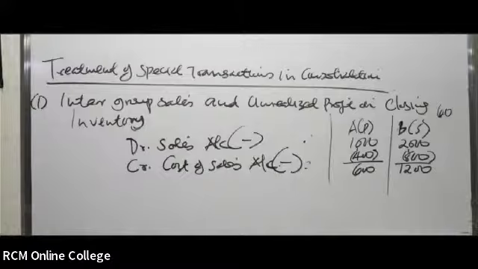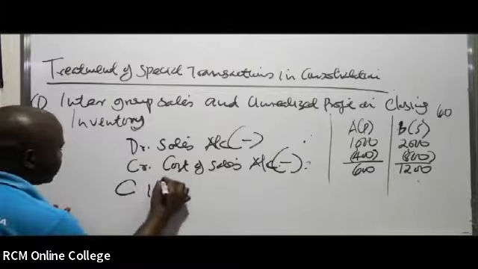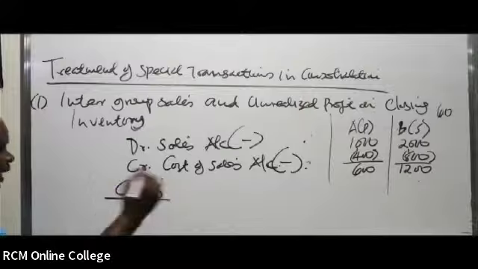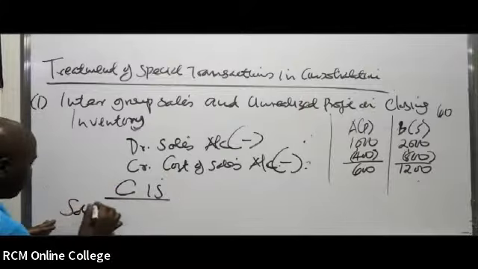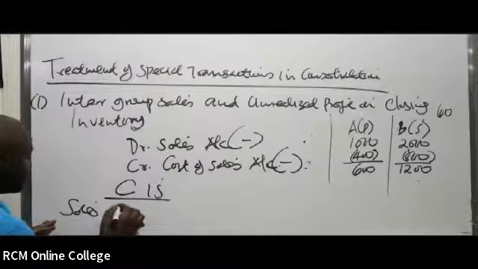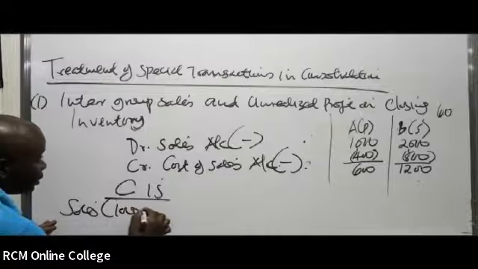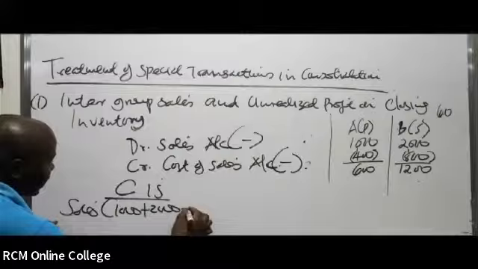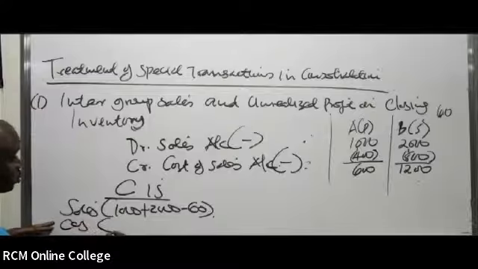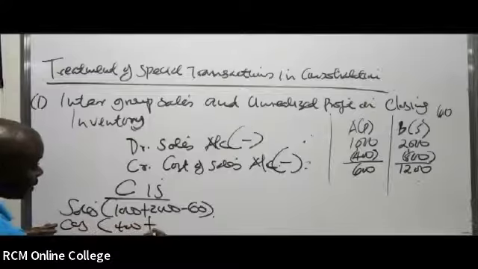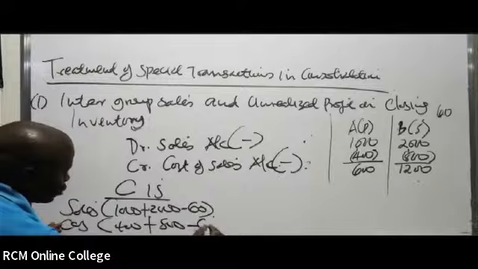And then in this case, what will be happening? When you are consolidating, it means you are combining the books of accounts. Therefore, in the consolidated income statement, you'll be adding the two items line by line. Sales will be 1,000 plus 2,000, but now we minus 60. Cost of sales is 400 plus 800, but now we minus 60.